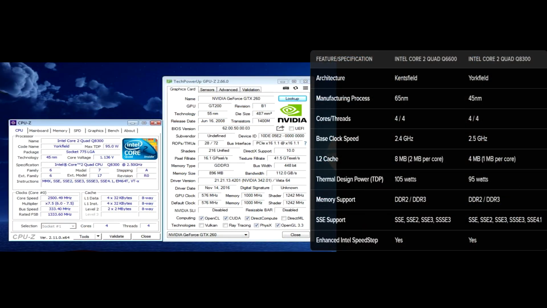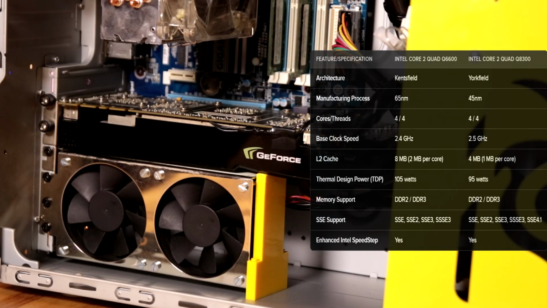So just taking a quick look at the two CPUs compared against each other, the Q6600 has the Kentsfield architecture, where the Q8300 has the Yorkfield architecture. The manufacturing process for the Q8300 is on the 45nm process, smaller than the Q6600, which was manufactured on the 65nm process. Both CPUs have 4 cores and 4 threads.